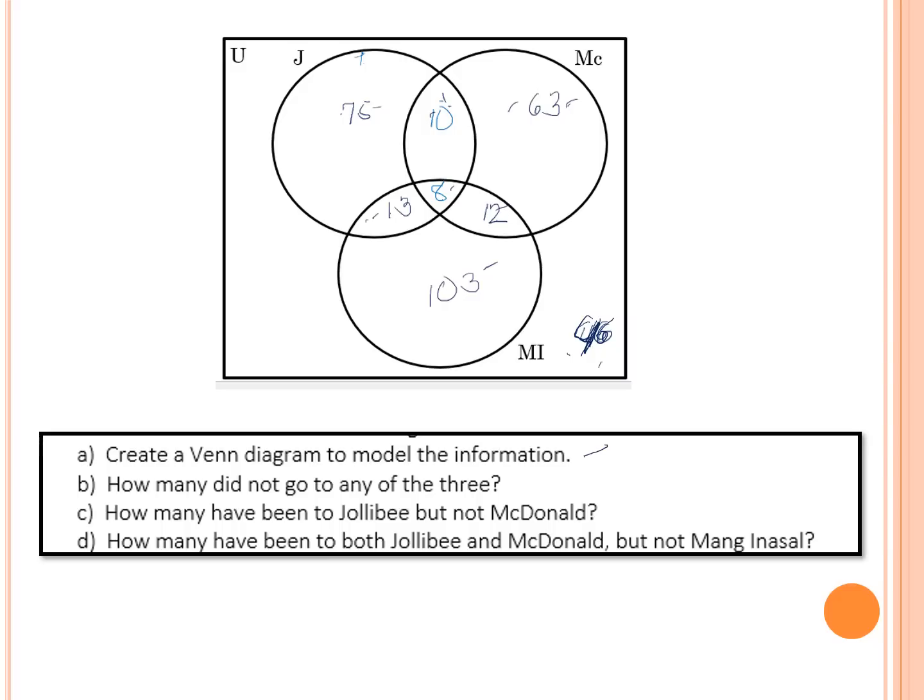How many did not go to any of the three? Of course, the answer is 46. Letter B. How many have been to Jollibee but not McDonald's? So we are going to remove this area. Only Jollibee. Okay, so the Jollibee area is this part. We are going to remove this part, this circle, including McDonald's. So we will only add 75 and 13. Jollibee, but not McDonald's. So 75 plus 13 is how many? 88. So the answer here is 88.